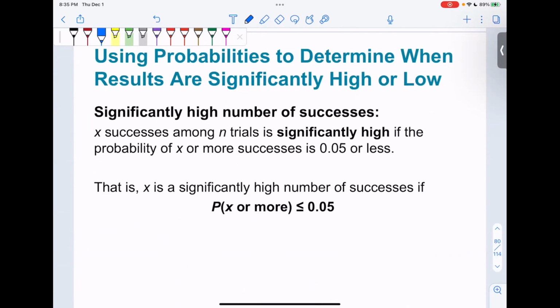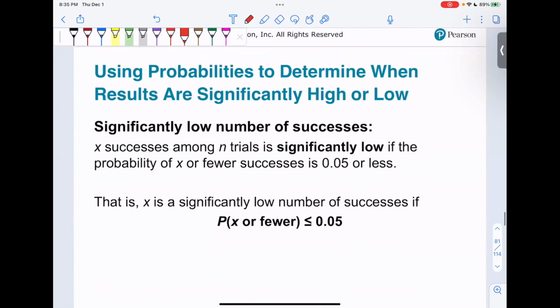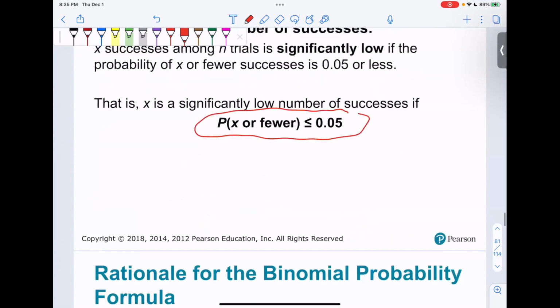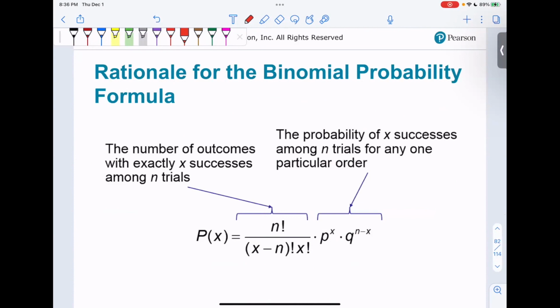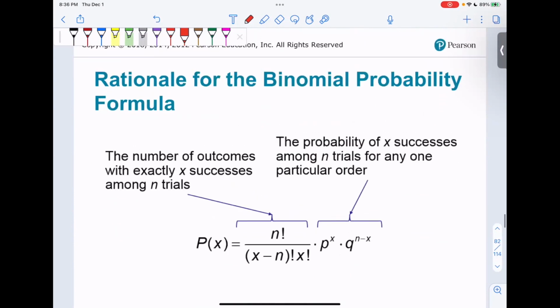So a significantly high number of successes: we'll see this repeated in each chapter. If the probability of having X or more successes is less than or equal to 0.05, then we can say X is a significantly high number of successes. And X is a significantly low number of successes if the probability of having X or fewer is less than or equal to 0.05. Okay, this is from the formula.